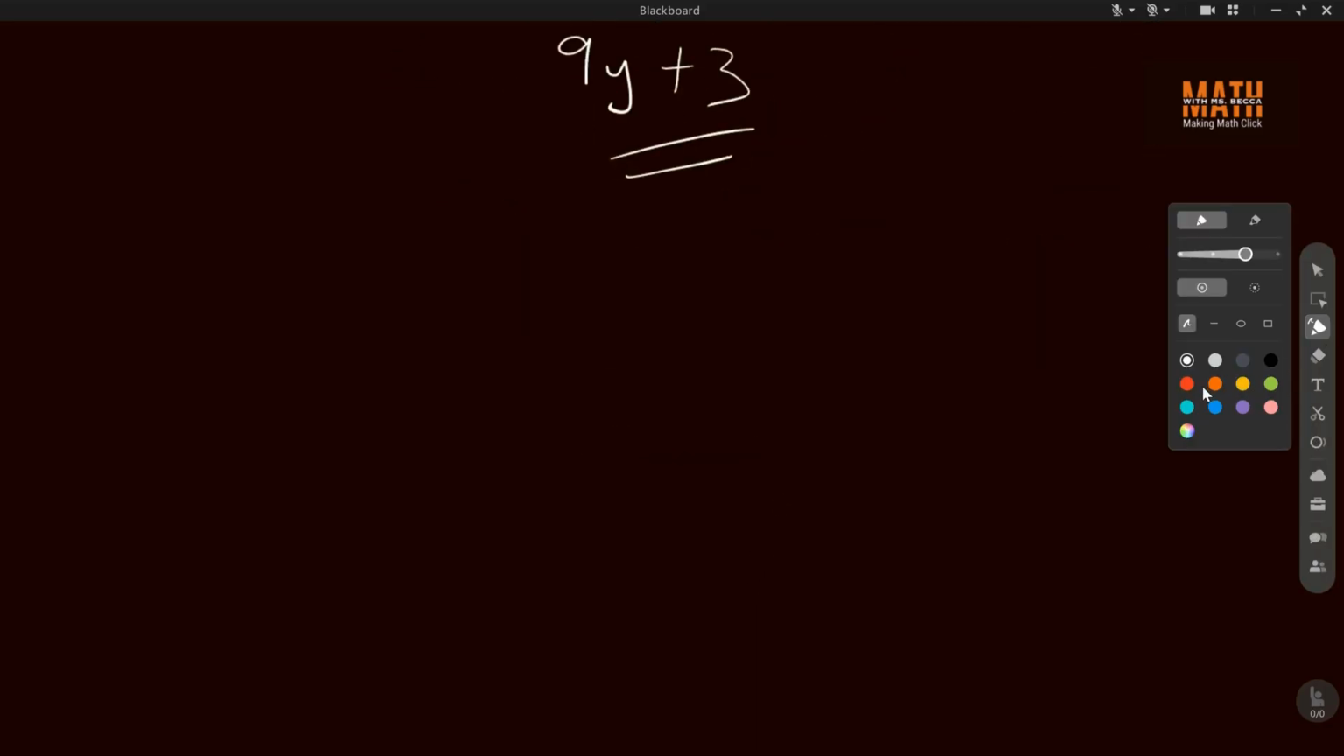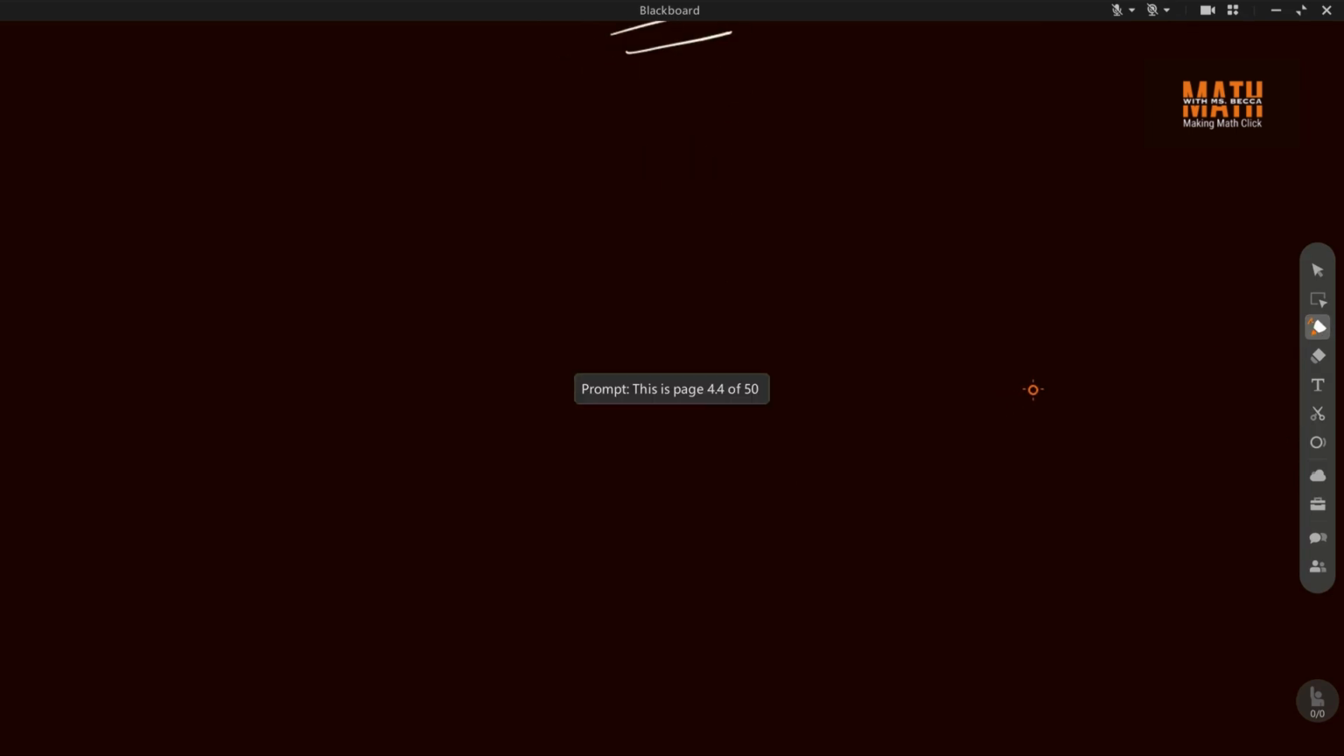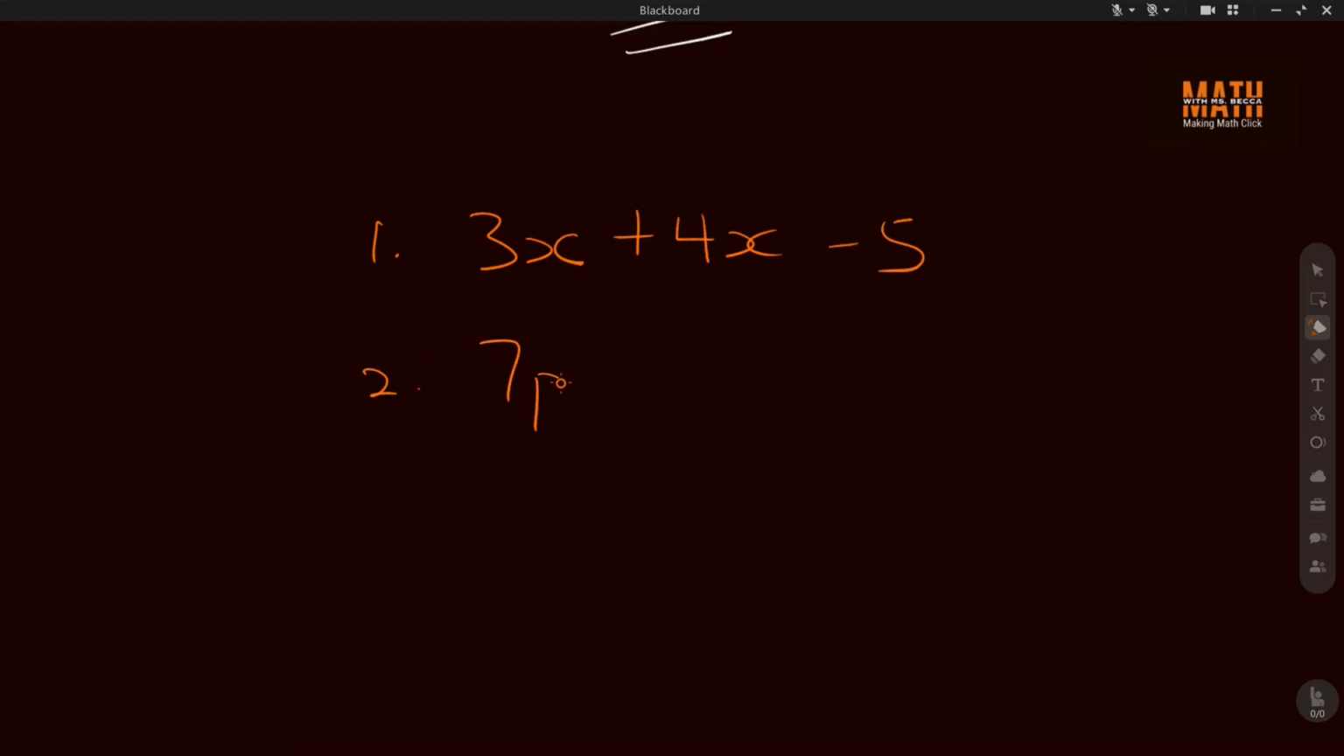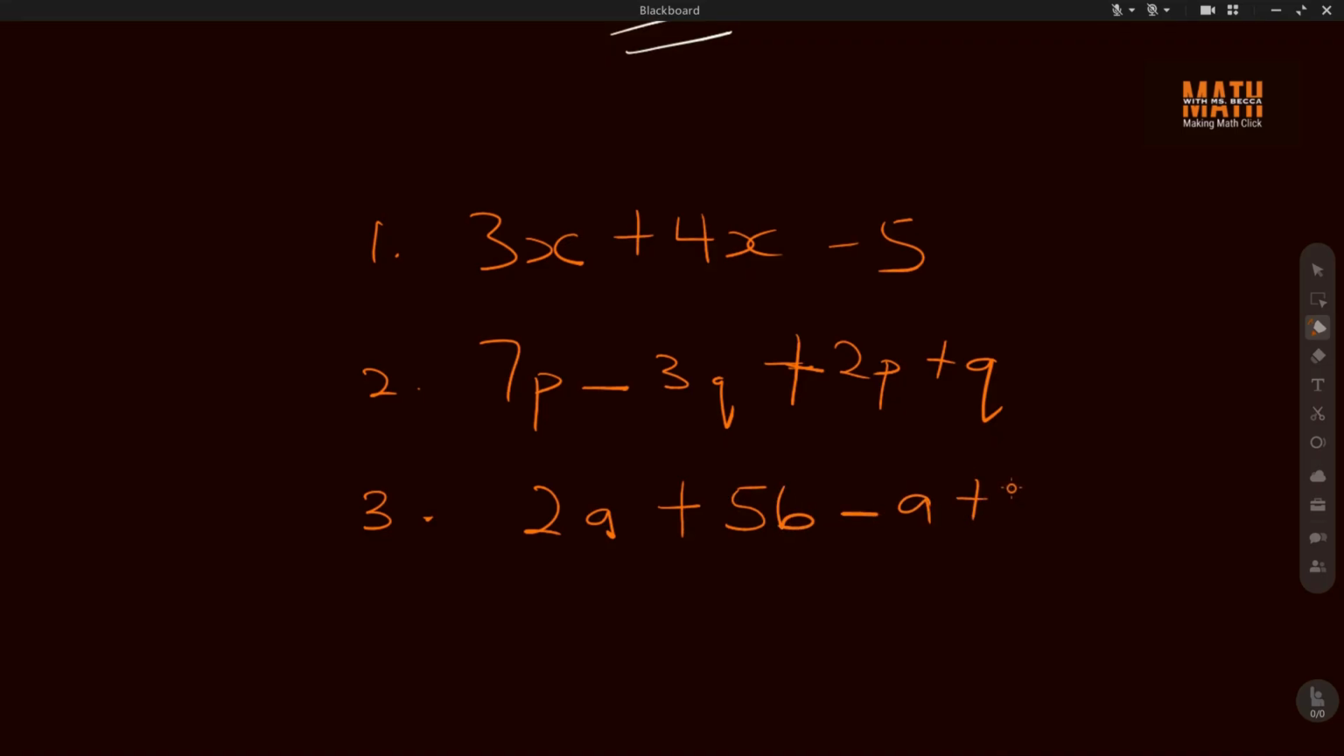Now try simplifying these and leave your answer in the comments. 1. 3x plus 4x minus 5. 2. 7p minus 3q plus 2p plus q. Let me add one more. 3. 2a plus 5b minus a, then plus 3b.